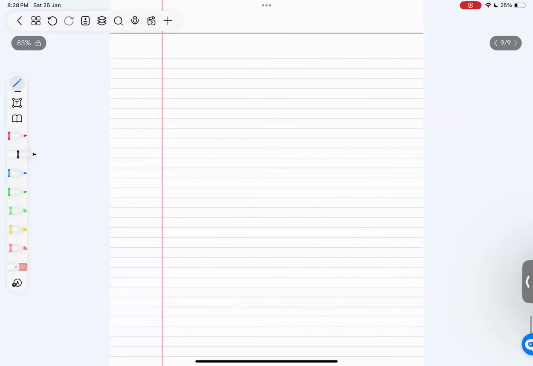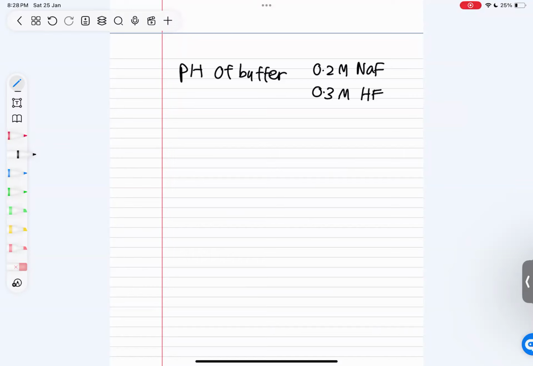The next question is asking us to find the pH of a buffer solution. So the pH of a buffer solution made from 0.2 molar of NaF and 0.3 molar of HF. Again, the buffer pH is equal to the negative log of the Ka, or the pKa, plus the log of the concentration. What did we say? The concentration of the conjugate base over the weak acid concentration.